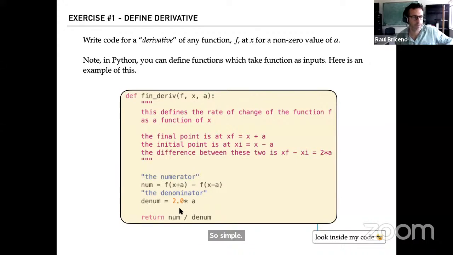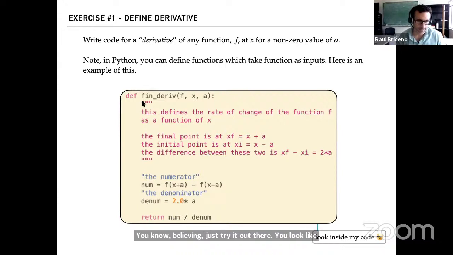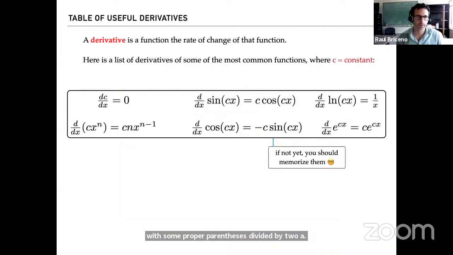You don't believe me? Just try it out. Look, you wrote, I don't know, like 15 lines. The only meaningful lines are 1, 2, 3. In fact, I could have done it in one line. I could have just printed out the difference between these with some proper parentheses divided by 2a. Super easy. So give it a whirl, okay?